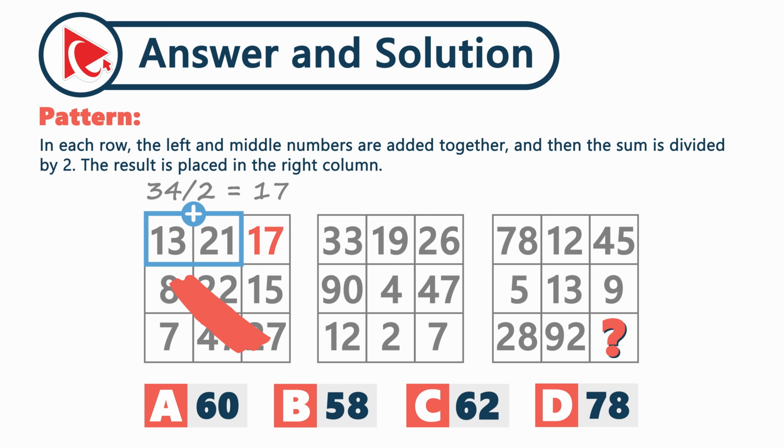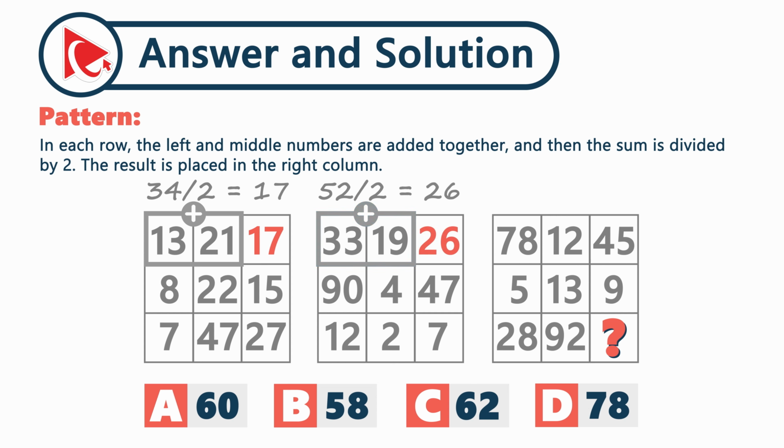I'm not going to do the second and third rows, but this is something you might consider doing to validate the calculations and improve your skills. I am going to jump straight to the second magic square. The top row in the second magic square is 33, 19, and 26. 33 plus 19 equals 52, and 52 divided by 2 equals 26.